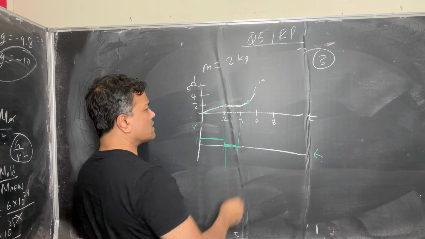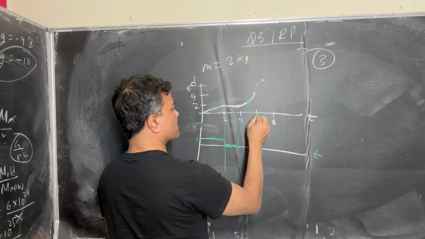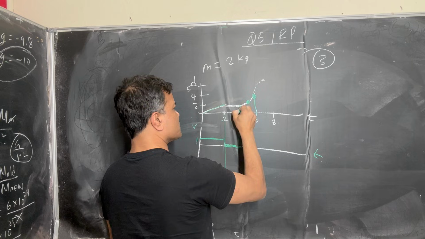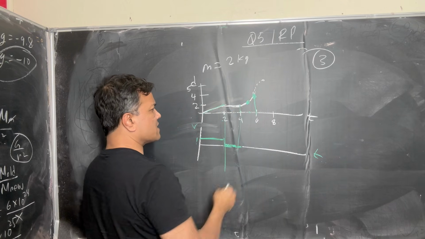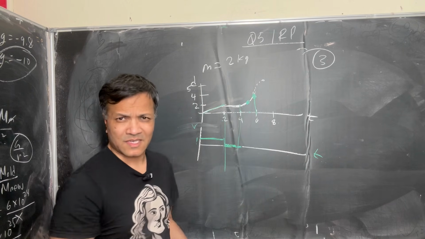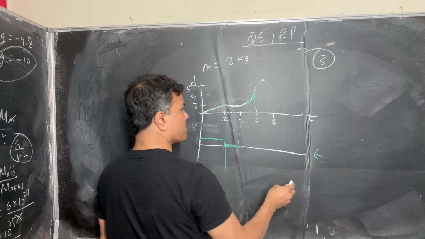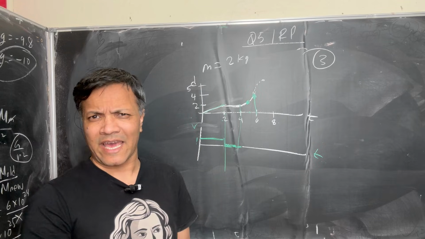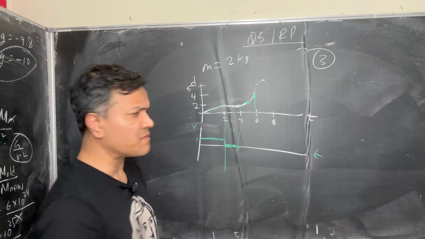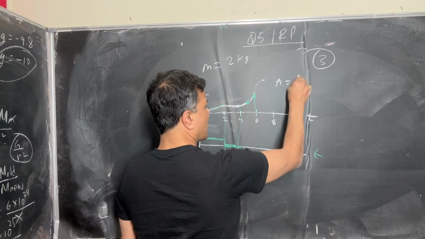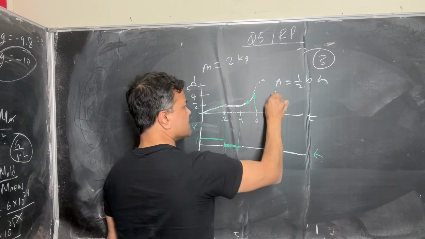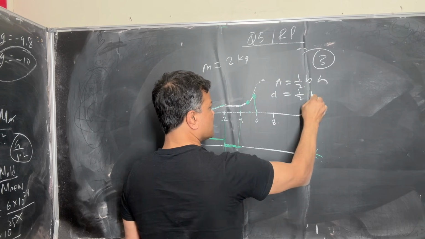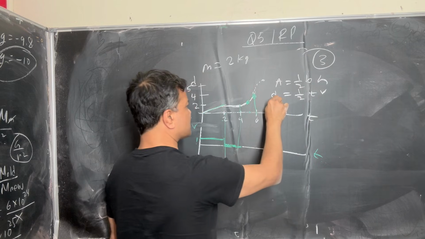So far so good. Now from 4 to 6 is problematic, right? 4 to 6, this is 4 to 6, this is 5. 4 to 6 is a positive curve. The slope of a positive curve is a diagonal line. The area of a diagonal line is half BH. So what is area? Displacement. Half B: what is B? Time. What is H? Velocity.